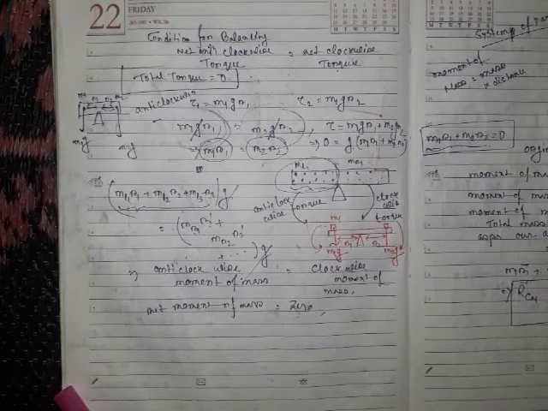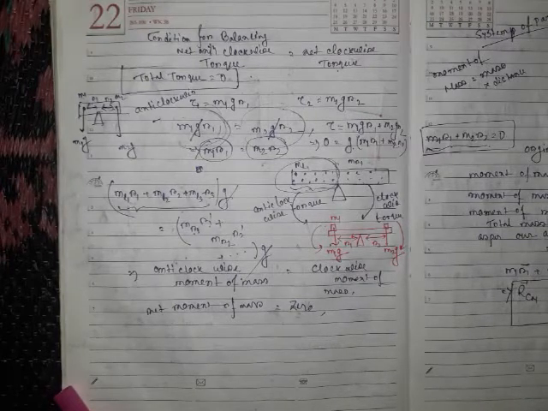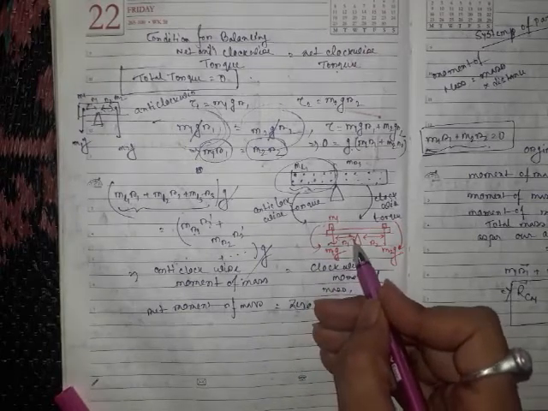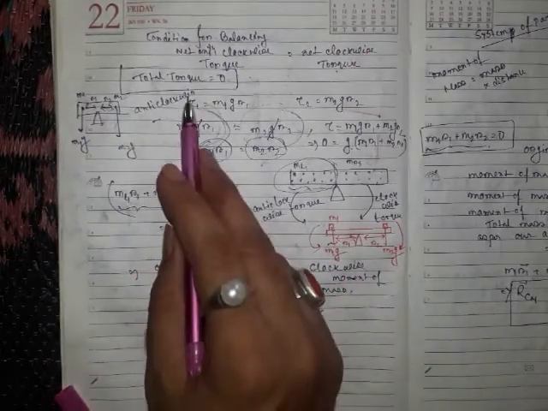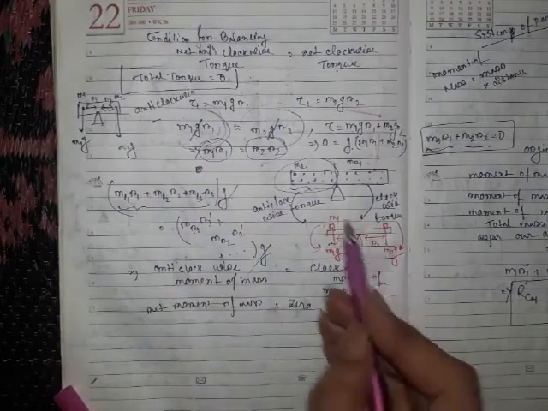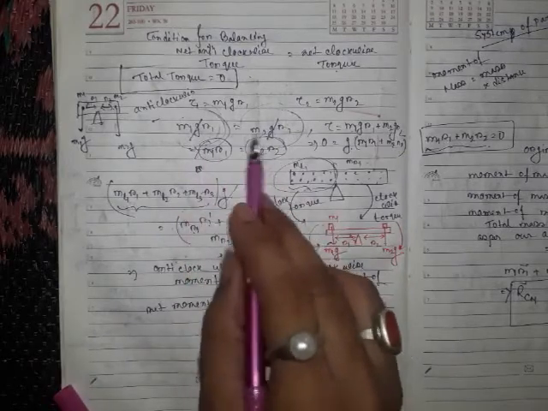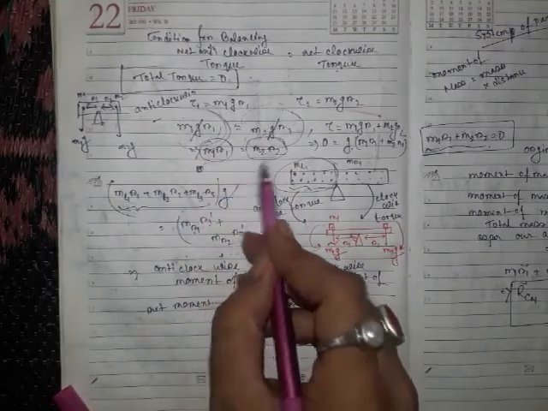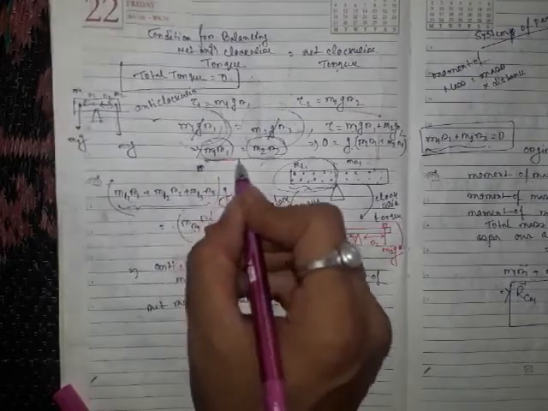And as you know, the moment of force, that is the torque, is the force multiplied by the distance from the fulcrum. Here the force is your m1g and the distance from the fulcrum is r1. So your anti-clockwise torque will be m1g r1 and your clockwise torque will be m2g r2. These two must be equal. Your g will cancel, that means m1 r1 equals m2 r2. This is the concept, this is the idea.